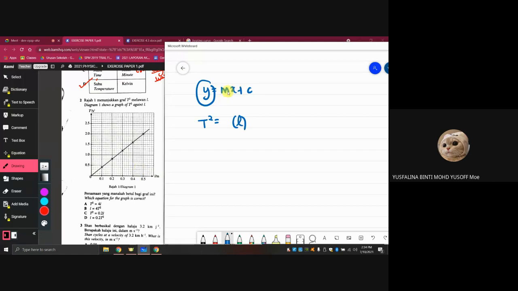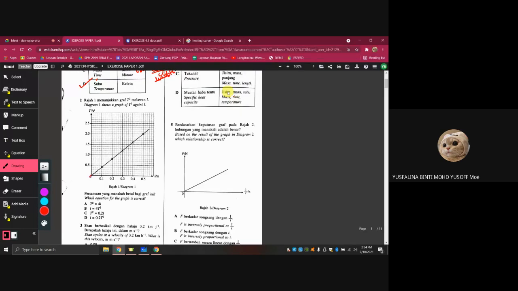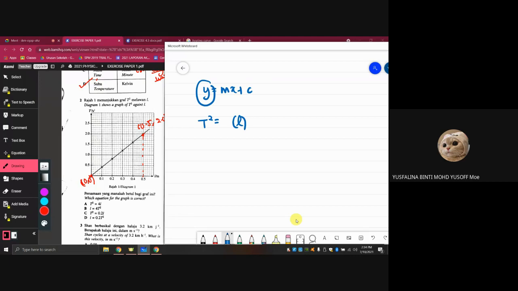m is the gradient. Remember I taught you last week how to find the gradient. The first thing you should do is take 2 points here, and then make a triangle. For this one, you put the coordinates here. This one is 0, 0, and this one is 0.5, 2.0. And then I use the gradient formula, y2 minus y1 divided by x2 minus x1.